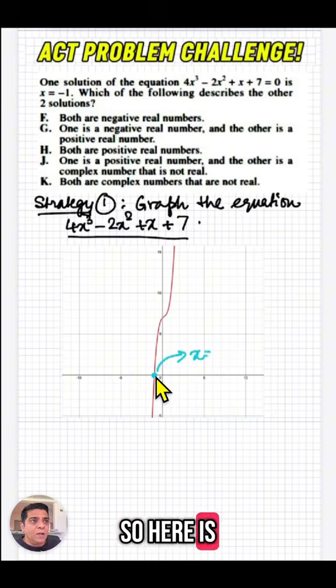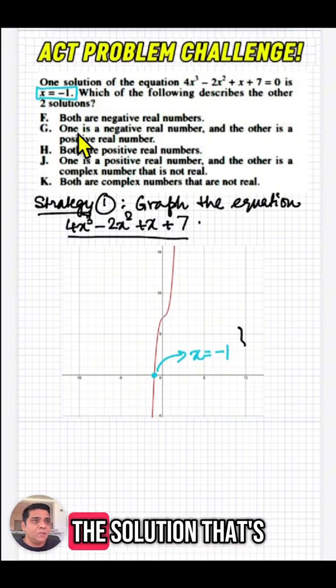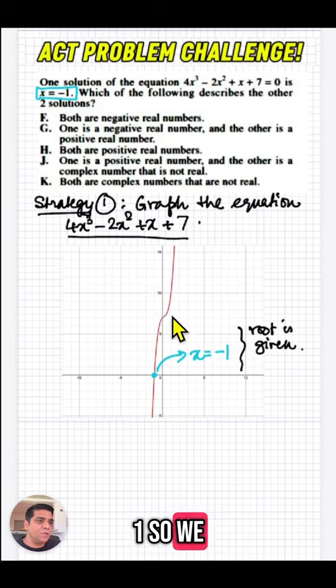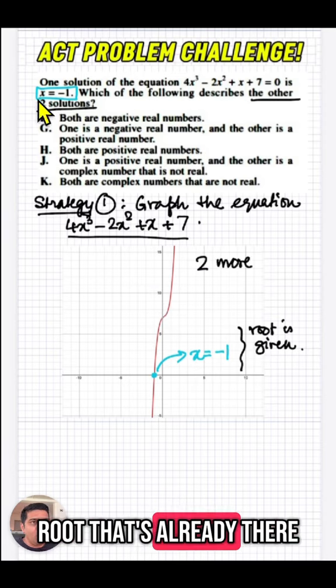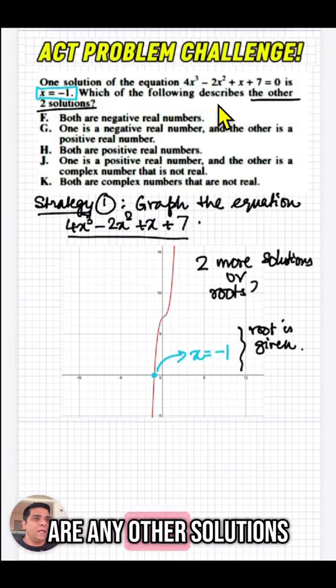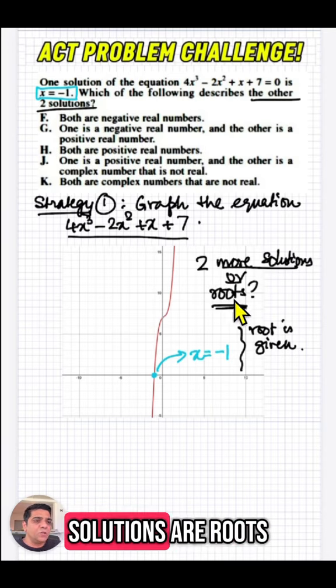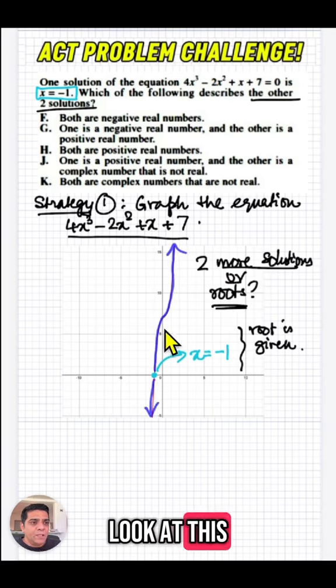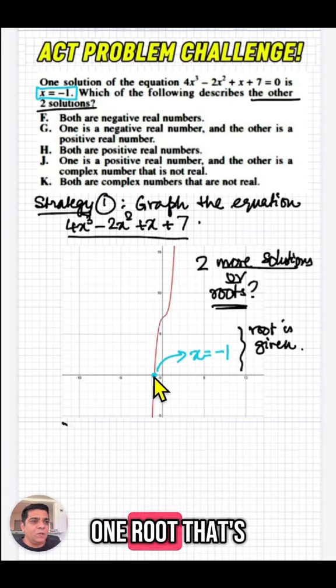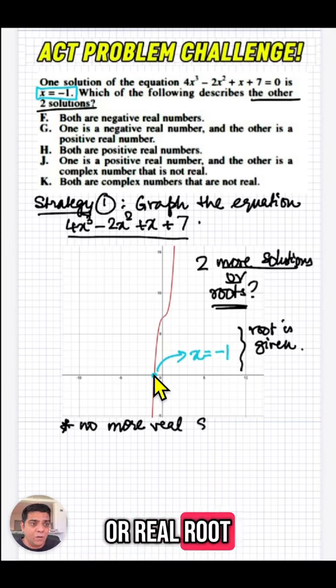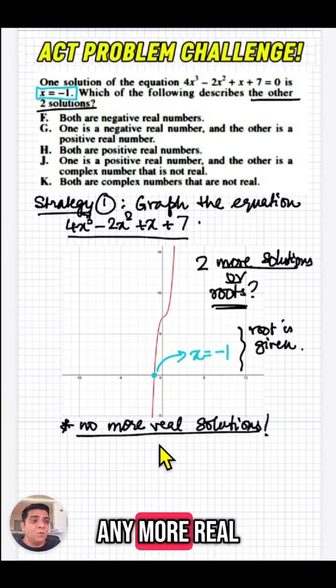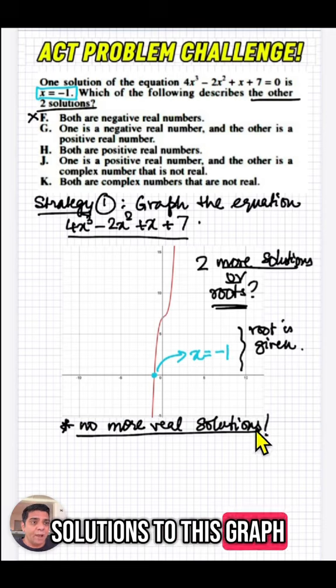So here is x equals -1. That is the solution that's given to us, a root that's already there. So we want to see if there are any other solutions. Two or more solutions are roots. If you look at this graph here, there is only one root crossing the x-axis, or real root. So there don't seem to be any more real solutions to this graph.